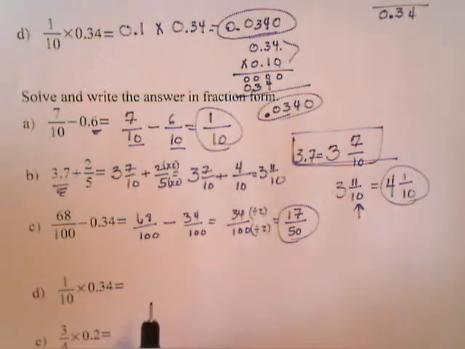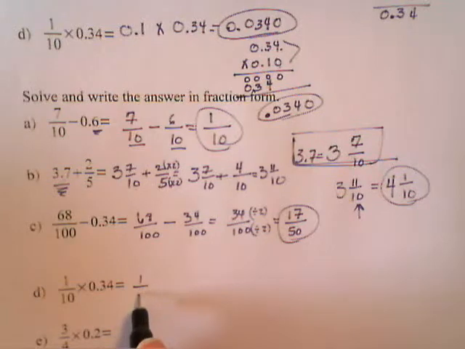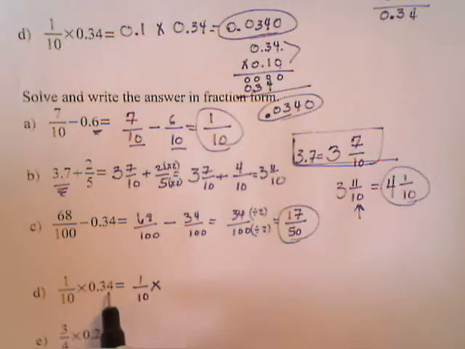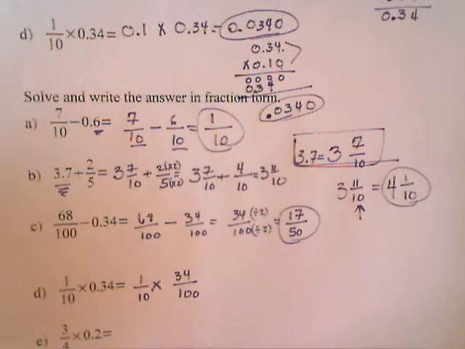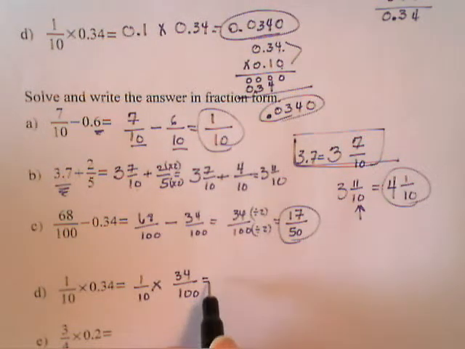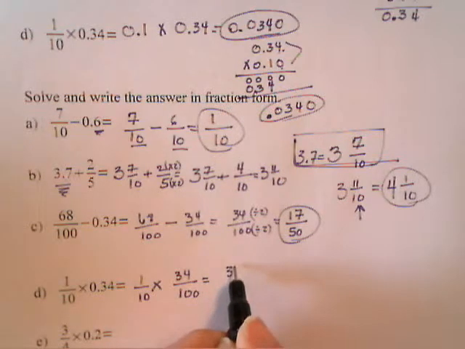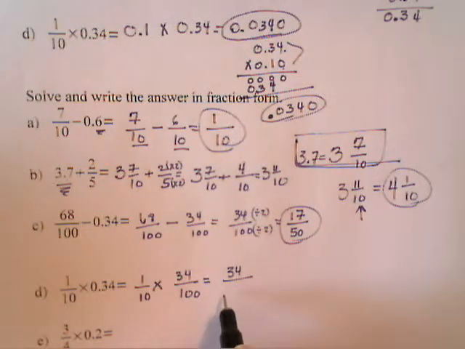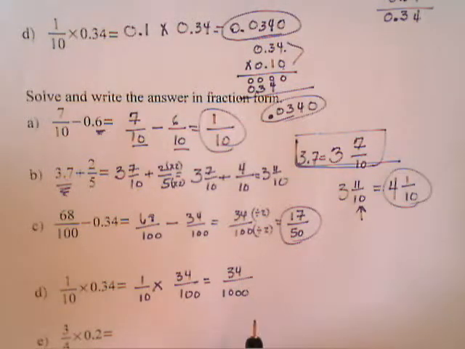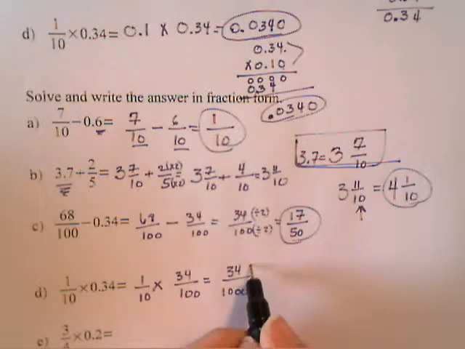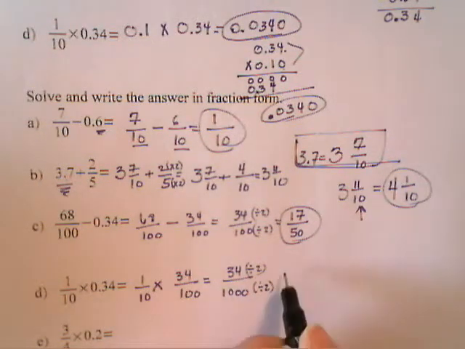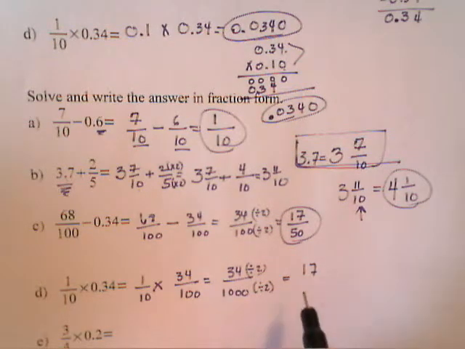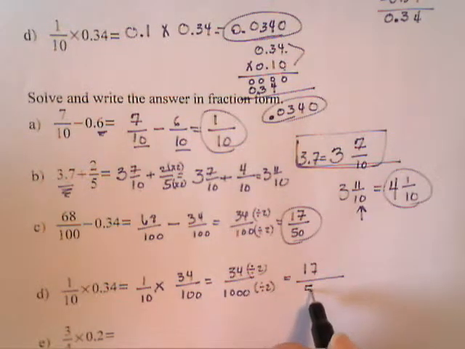Problem D. 1/10 times, well, this is 34/100, because 0.34 means 34/100. All I've got to do is multiply it. I get 34 on the top, and I get 100 times 10 on the bottom, which is 1,000. And I can divide the top and the bottom here by 2, because they're both even, to reduce it. 34 divided by 2 is 17, and 1,000 divided by 2 is 500.